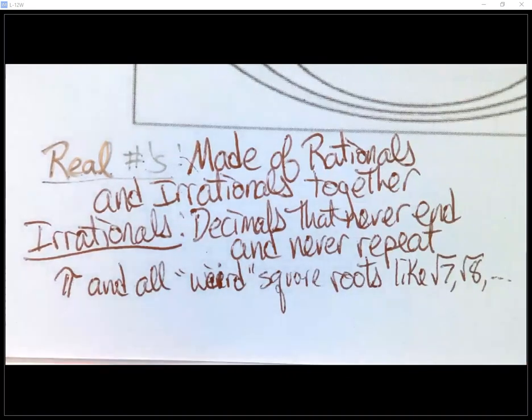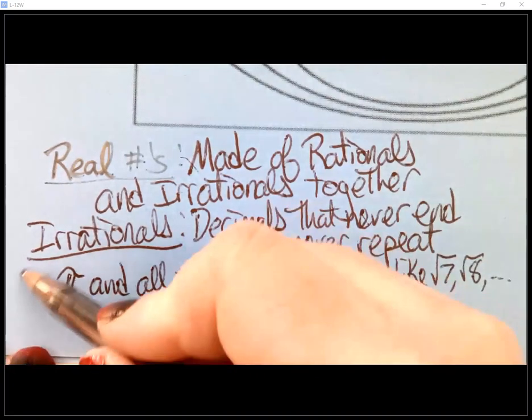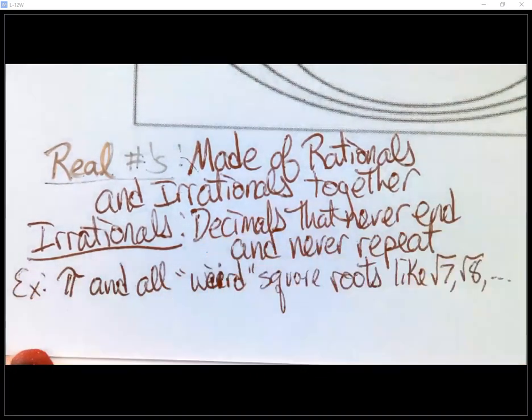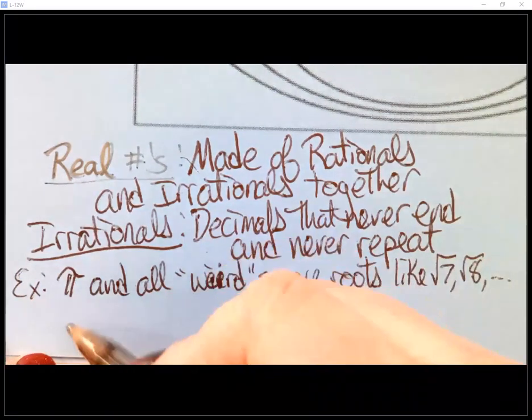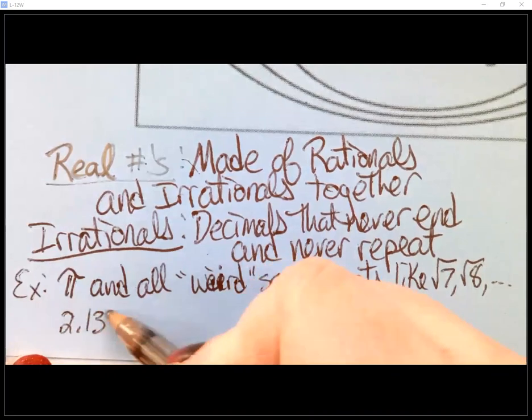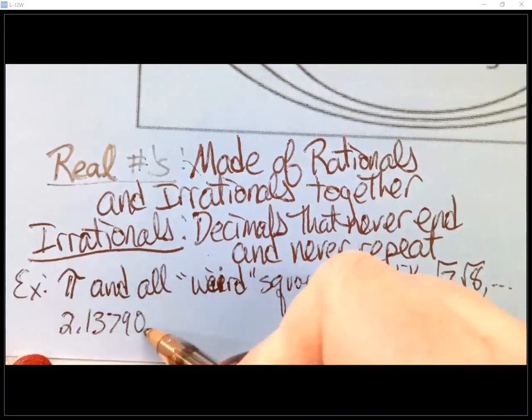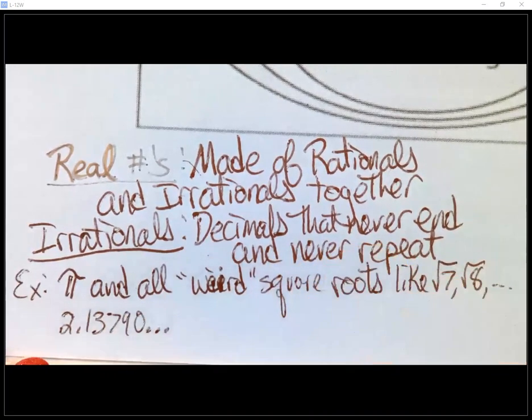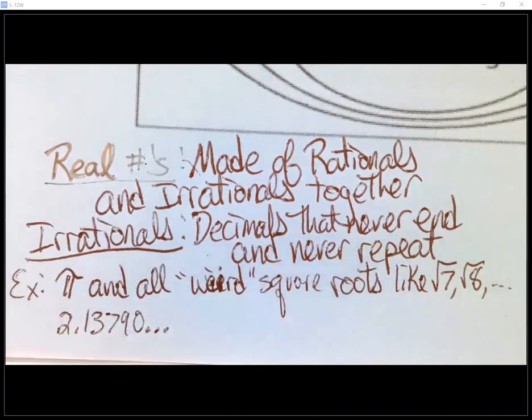You can also make up an irrational number, right? So if you are asked to just state an irrational number, you can literally just make one up. You can do like 2.13790... If you put the ... after it, that indicates, hey, this number is just going to keep going forever. You also see that it's not a repeating decimal.